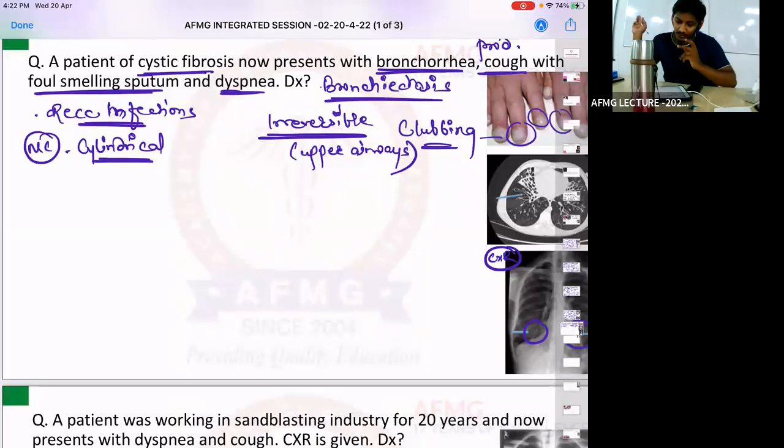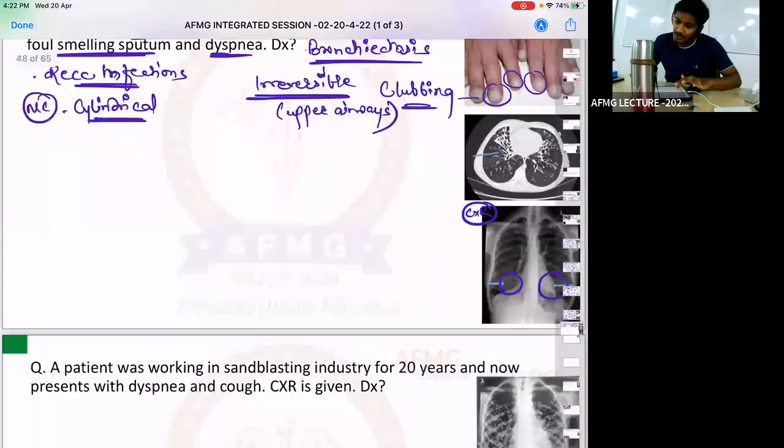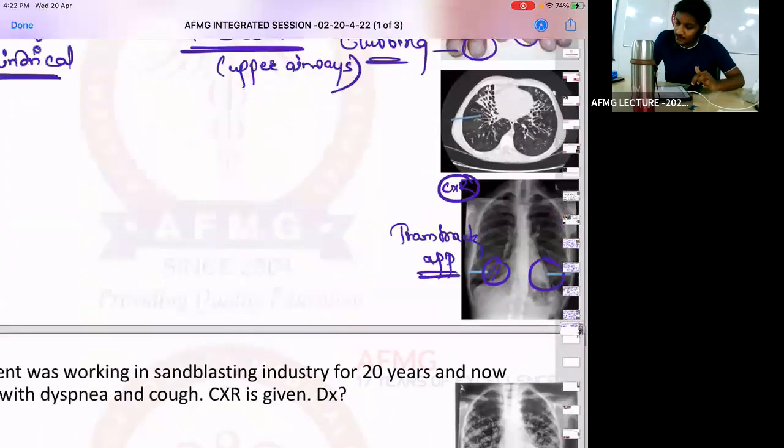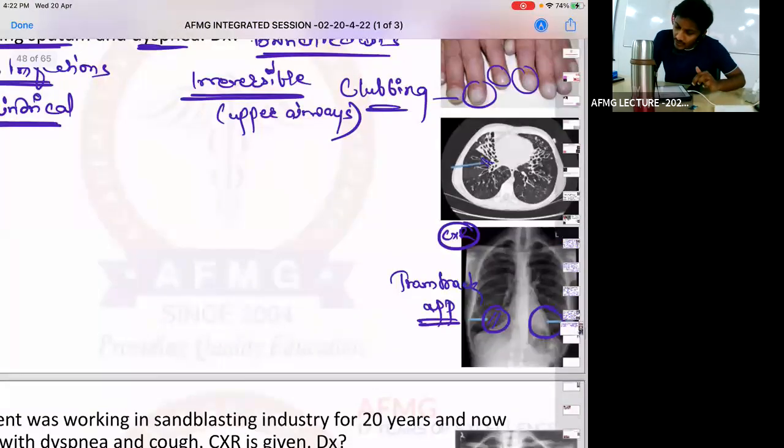If I talk about this chest X-ray finding, the most common subtype is cylindrical. Which appearance will it give on chest X-ray? It will give a tram-track appearance. Here also on CT you can see a tram-track appearance.